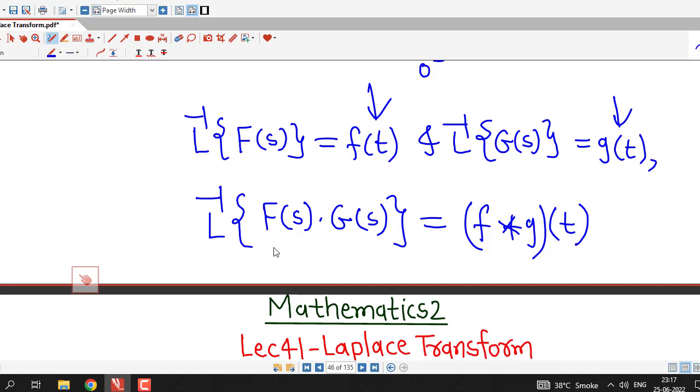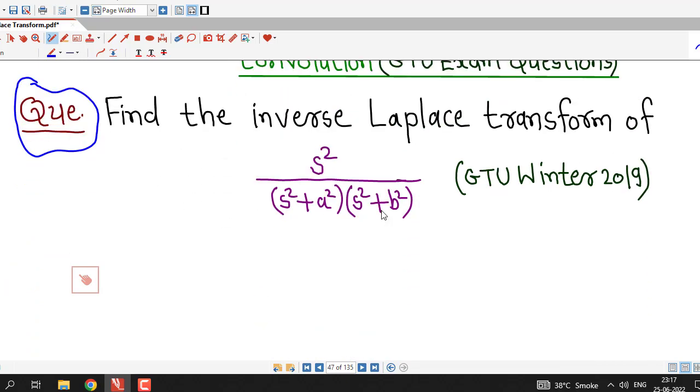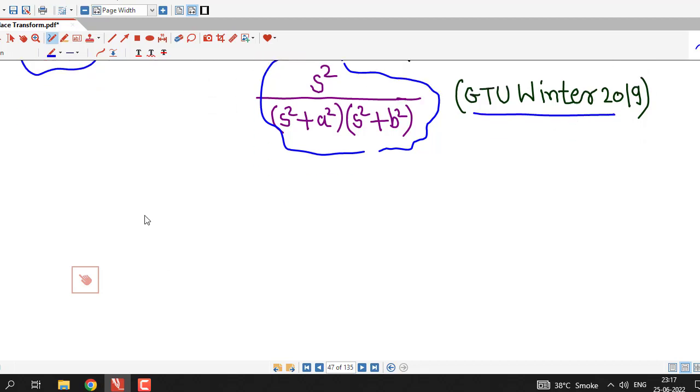So whenever we want to use convolution theorem for inverse Laplace transform, first we will write our function as a product of two functions whose inverse Laplace transform can be obtained easily. In this question we have to find the inverse Laplace transform of s square divided by s square plus a square times s square plus b square. This question was asked in GTU Winter 2019 exam.